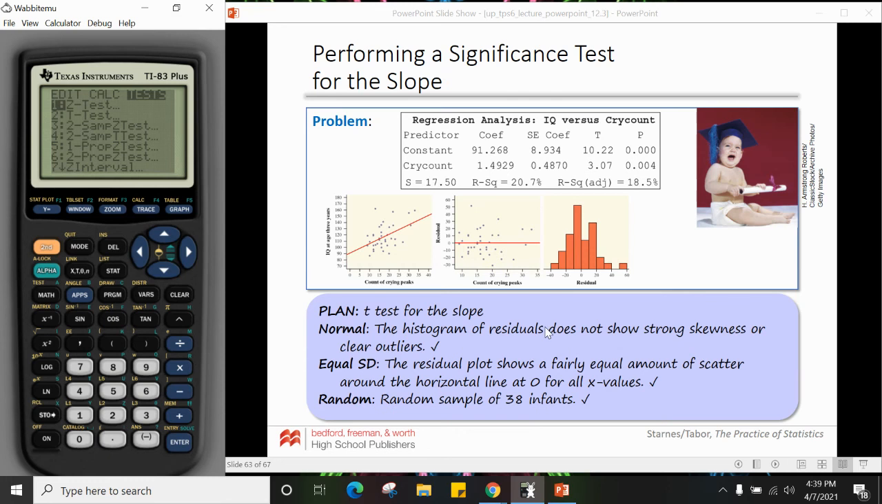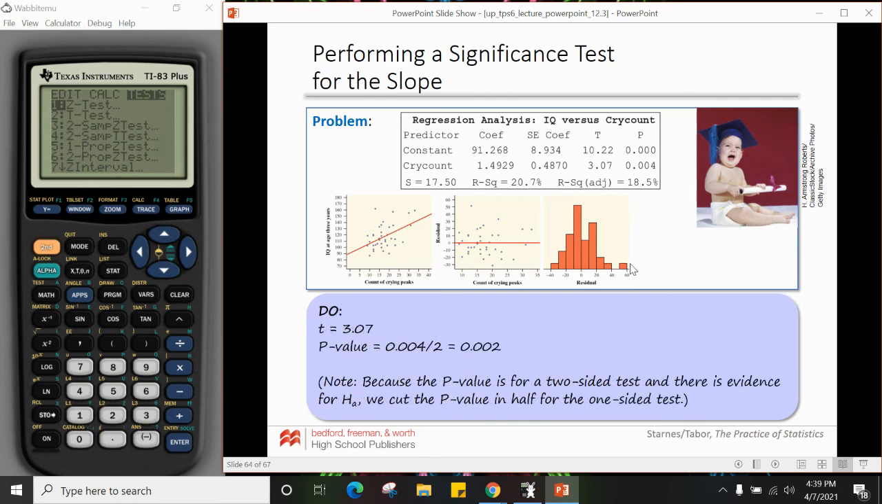Equal standard deviations means that the typical amount each point varies is its own residual. So as long as all these residuals are about the same or randomly placed, then we're in good shape. And here they are. There's not a specific point that's really far in the x and also has a really large residual. They're all pretty scattered evenly. And then random sample of 38 infants.